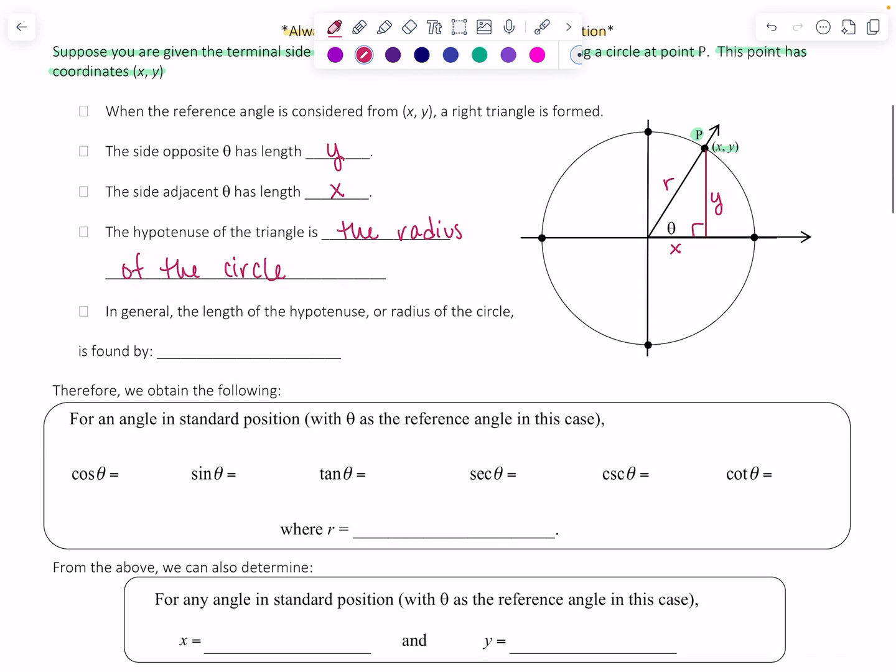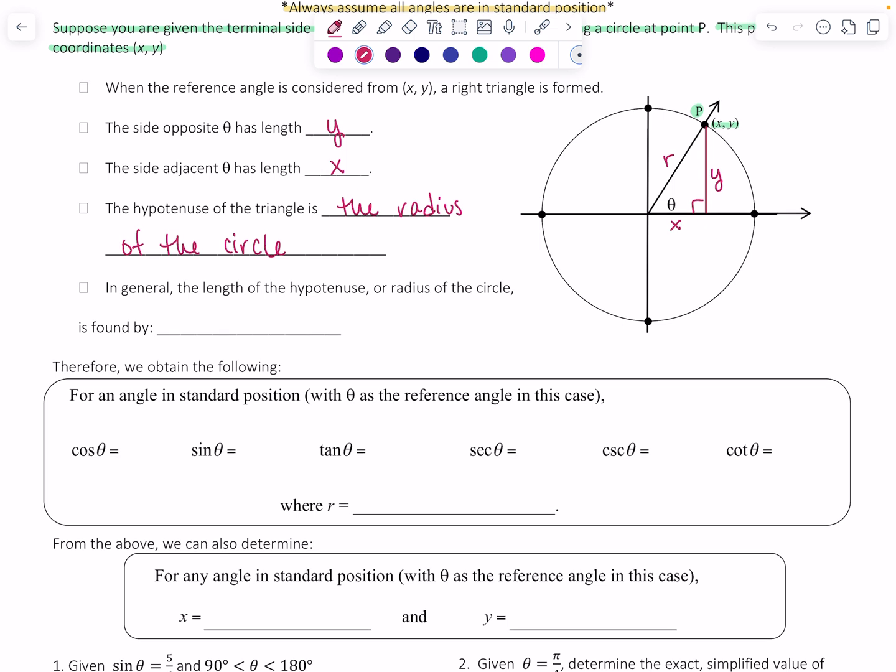And in general, the length of the hypotenuse, aka the radius of the circle here, is found by r is equal to the square root of x squared plus y squared. And because it's a radius, we're always going to keep it positive. Okay, so therefore, we can look at some of our trig functions here.